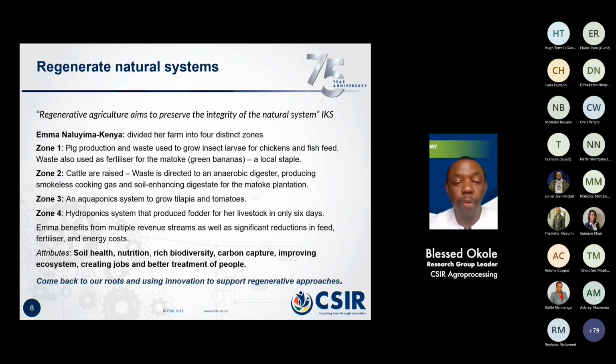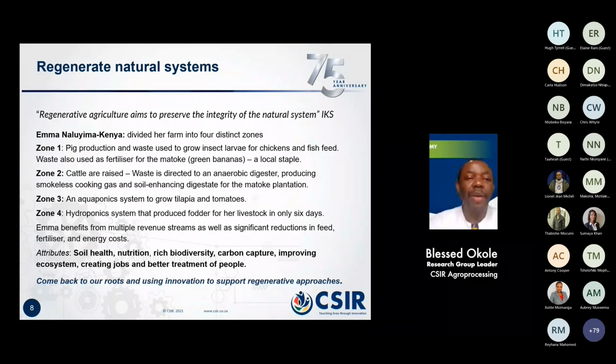She also has nutritious food which she can get from her backyard, from the small plot that she has. I think what is important here are the attributes of this: soil health, good nutrition, rich biodiversity, carbon capture, improving the ecosystem, creating jobs, and better treatment of people. Now, this tells us that we need to come back to our roots, using innovation to support regenerative approaches.